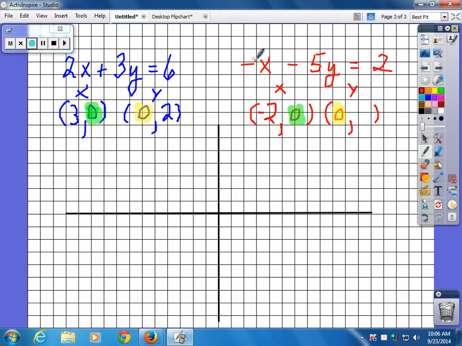0 for y, you get negative 2. 0 for x, you get negative 2/5. How's that? Does that look better? I got to blame somebody, so I'll blame the pen. I'll blame the mouse.